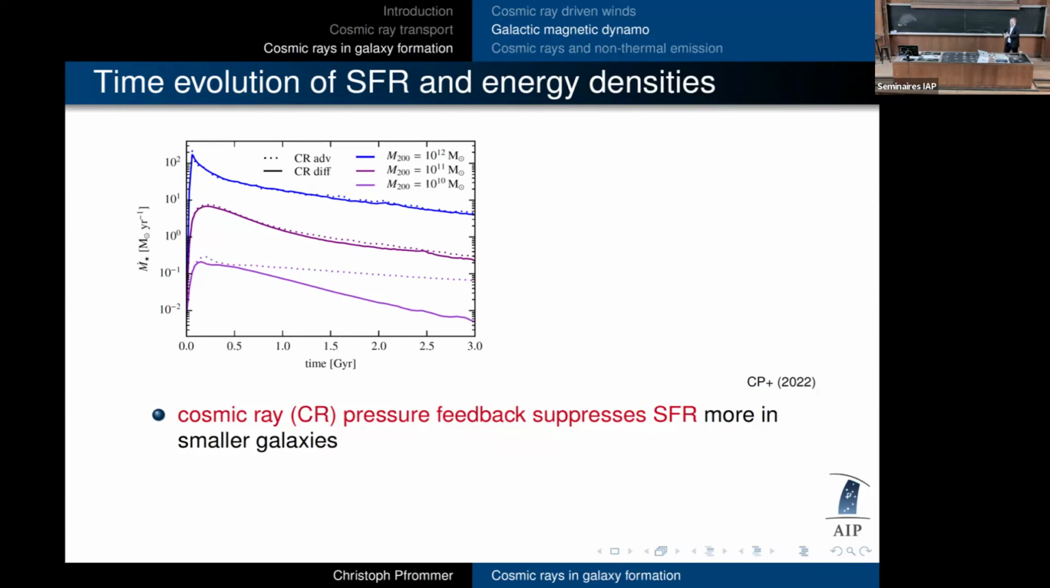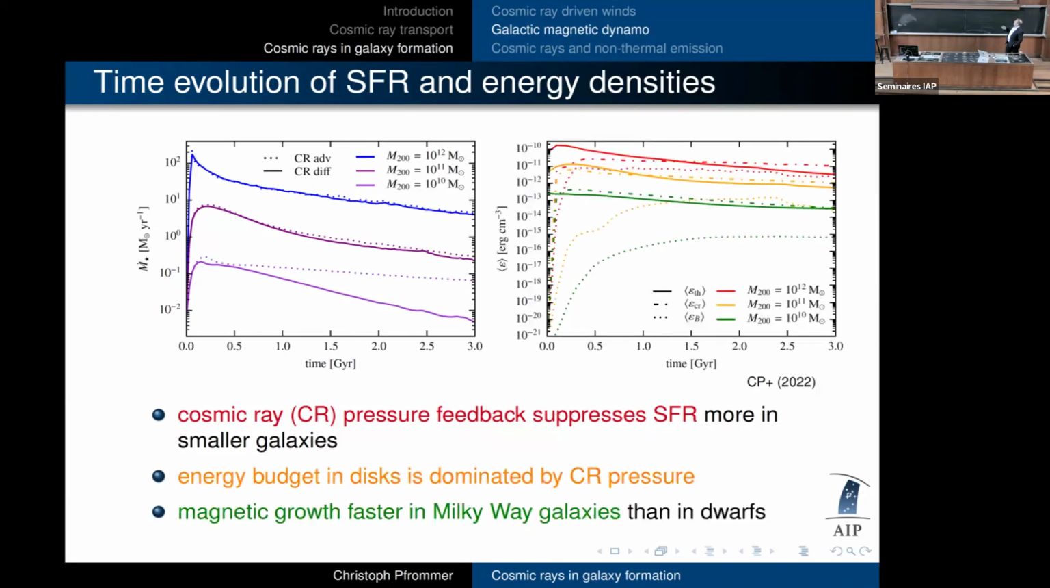You first get a starburst that then exponentially decays with time. And you can see that cosmic ray feedback suppresses the star formation in smaller galaxies and not so much in the bigger galaxies. On the right-hand side, you see the energy budget. That's the thermal energy in solid for the three differently colored galaxies. The cosmic ray energy, dash-dotted, quickly comes into equilibrium in all these three cases. And the magnetic field also grows and comes into equilibrium in the case of the Milky Way and stays below the thermal pressure and the cosmic ray pressure in the dwarf galaxy.